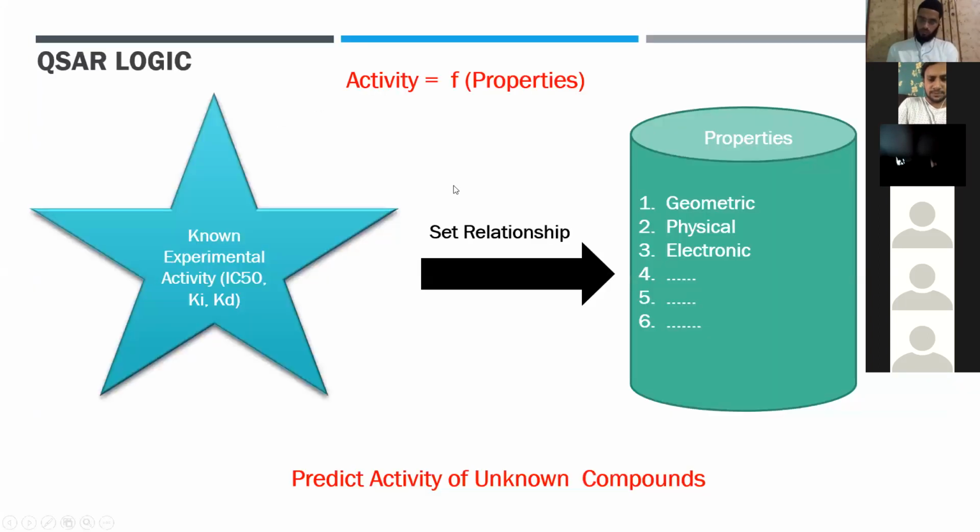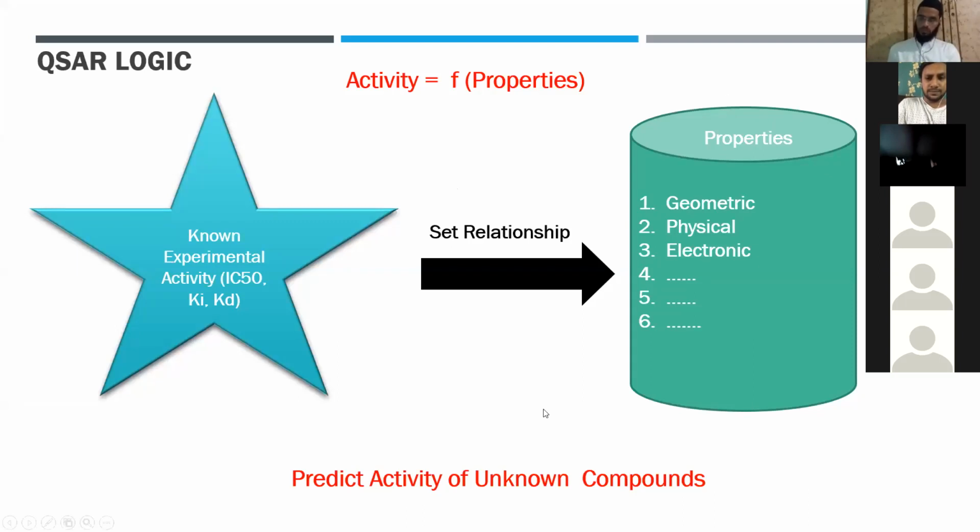So this is just a pictorial representation of the same. Activity is a function of properties. We take the known experimental IC50 and set up a relationship between the known experimental IC50 and all the properties, and that is what gives us the model. Then, using the model, we predict the activity of unknown compounds.